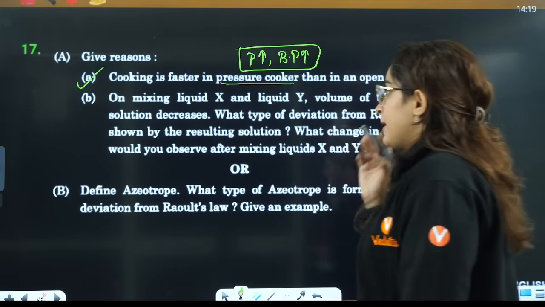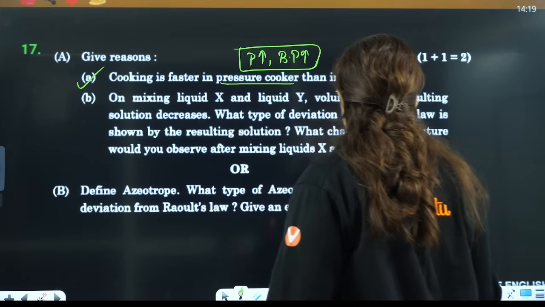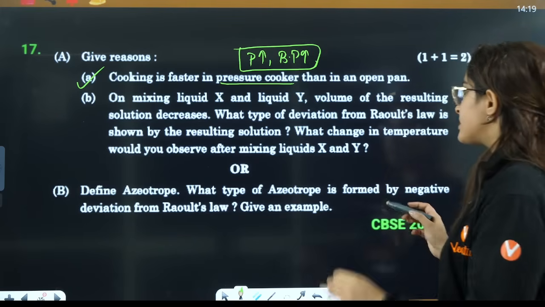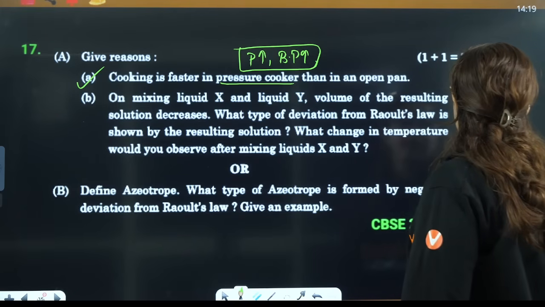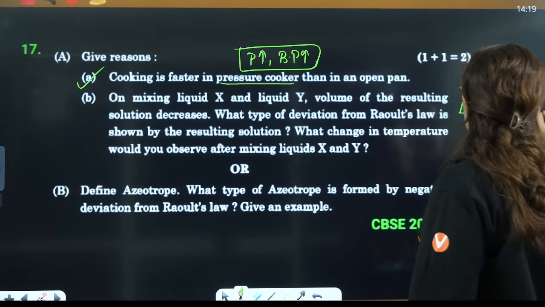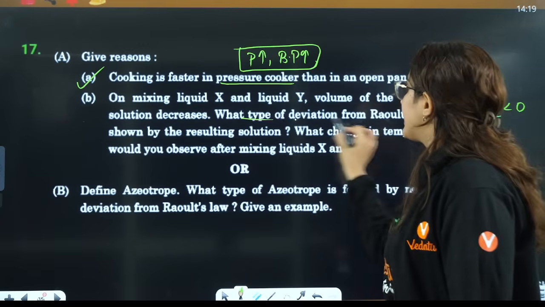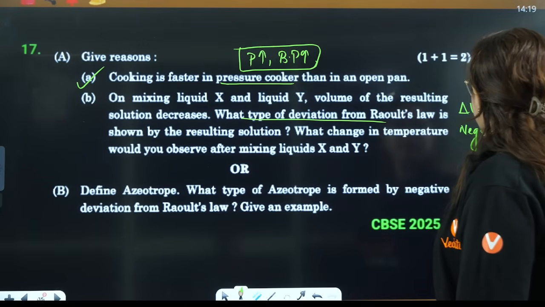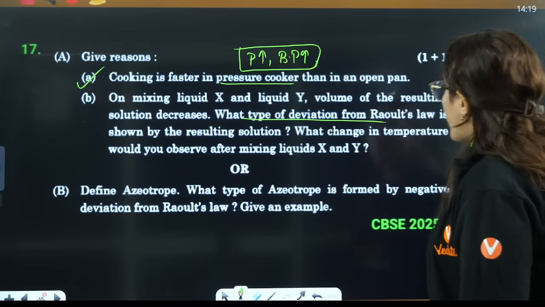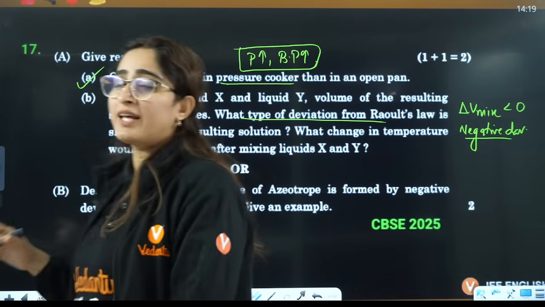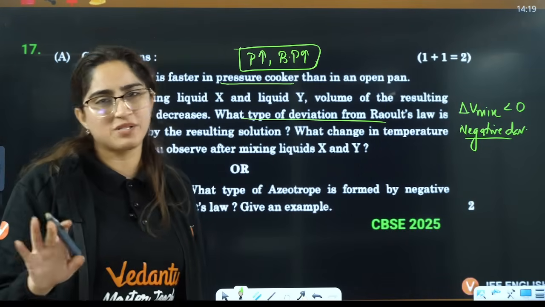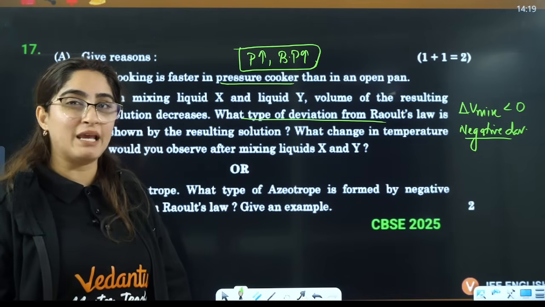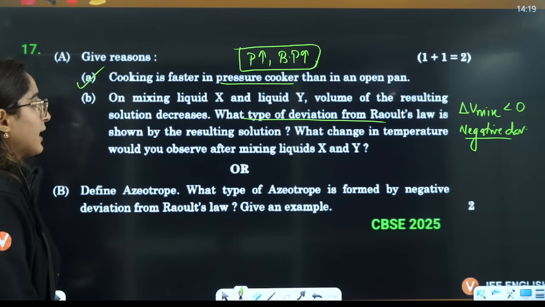Okay. Now next is: on mixing liquid X and liquid Y, the volume of the resulting solution decreases. See, if delta V mix decreases, that means definitely it is a negative deviation. Okay, they are talking about negative deviation. What I can see is that in 2020 they asked simple questions, but in 2025 they are asking more conceptually good questions, right? So take care of that.